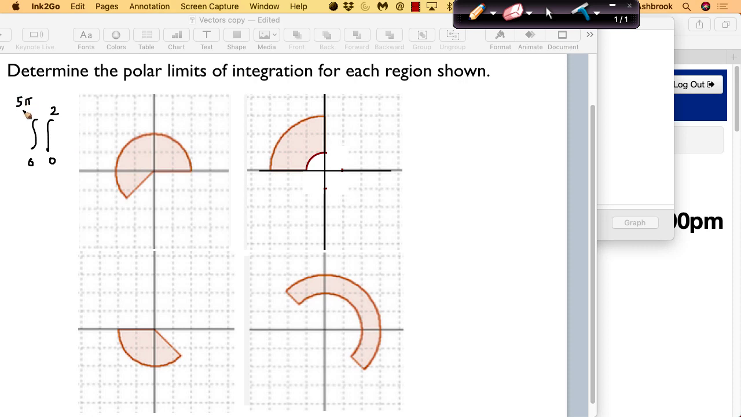You want 0 to 2, 0 to 5 pi over 4. And then we have f, r dr d theta. Agree? Okay. Lily, did you get this next one? Okay. Yep, sure.